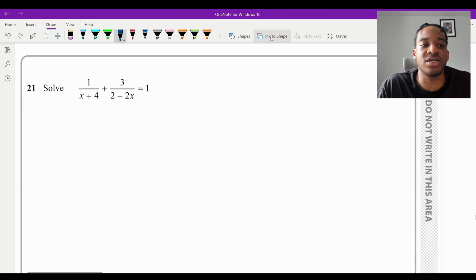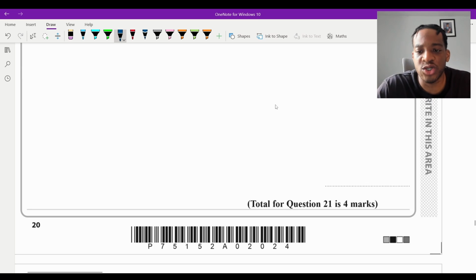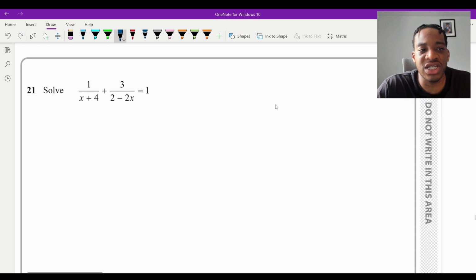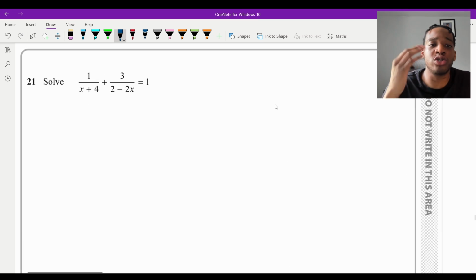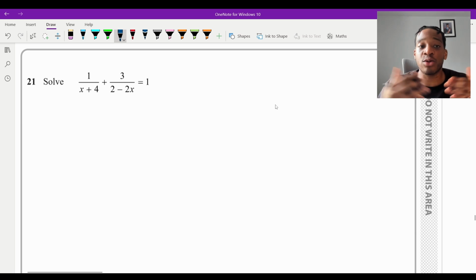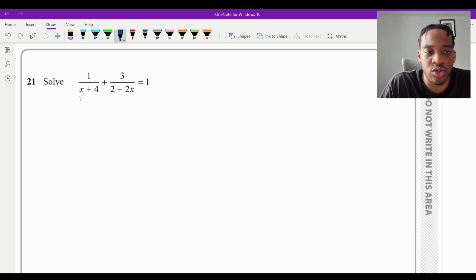Okay, so question 21 says, solve 1 over x plus 4 plus 3 over 2 minus 2x is equal to 1. And this is 4 marks, I believe. Let me just check. Yes, 4 marks. So this is an algebraic fraction. The way you solve algebraic fractions is you solve them as normal fractions. What you want to do is combine the fractions. And in our case, we've got two denominators which are algebraic, right? They're in terms of x.